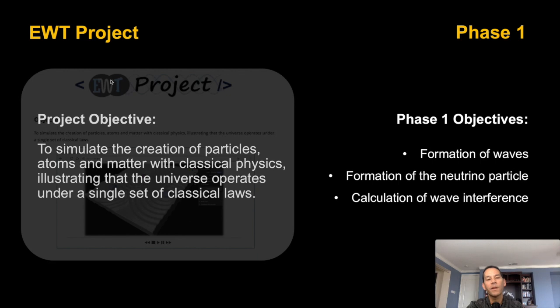And so in the last video, I introduced the objective of the EWT project, and I'm going to state it just quickly again. It is to simulate the creation of particles and atoms and matter with classical physics, illustrating that the universe indeed operates under a single set of classical laws. But now we get more specific, introducing the objectives of phase 1. To form and explain waves in space-time, to form the smallest matter particle, the neutrino, to calculate wave interference and explain the motion of particles.